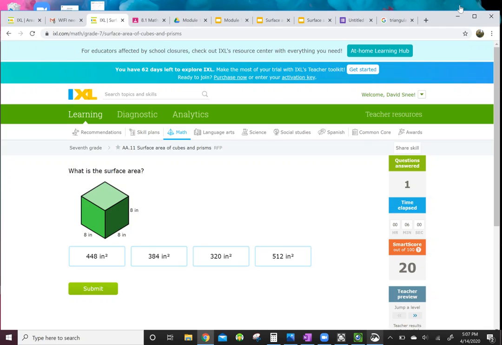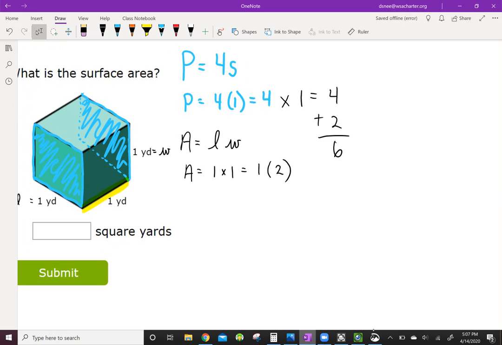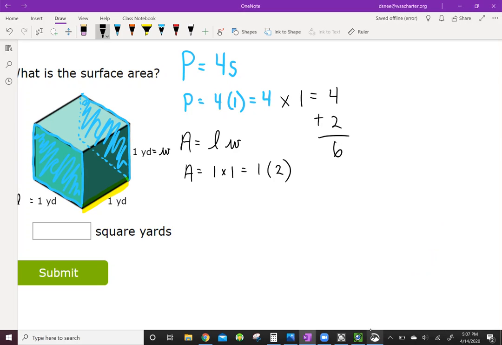Okay, now I'm going to go back to that problem here for a minute. It also tells me that what I can do is find the area of each individual side and add them up. Okay, and we know the area equals length times width, and we know that the area is equal to 1 yard squared for one side, right? And I know that this cube has 6 sides, so I can multiply that by 6 sides and get 6 yards squared. Okay, so a couple different ways to solve that problem.